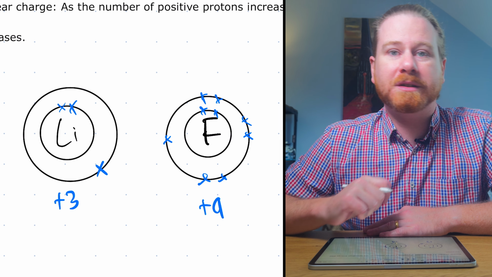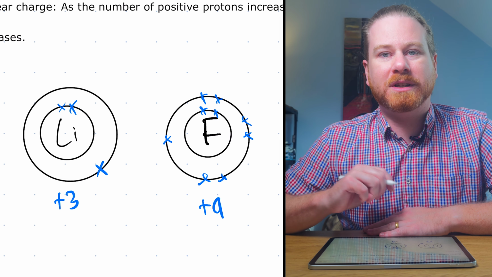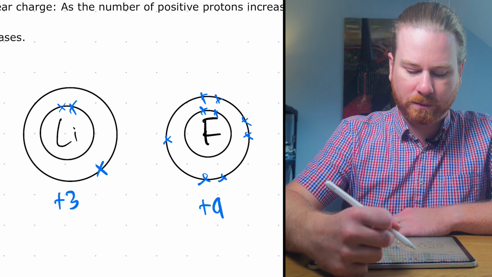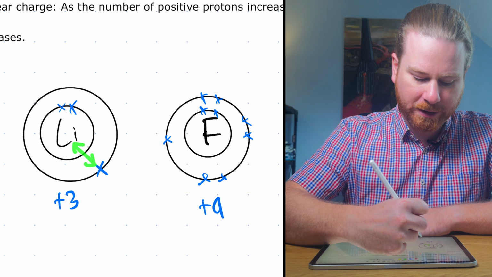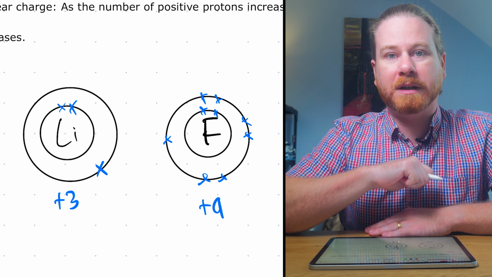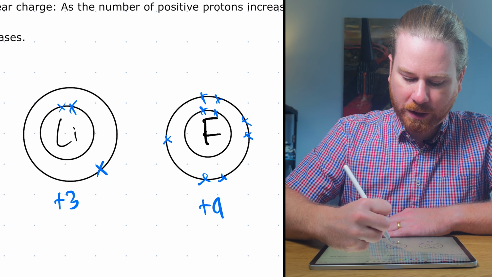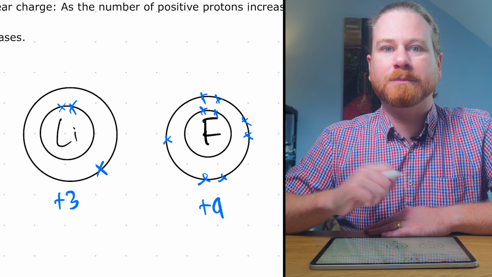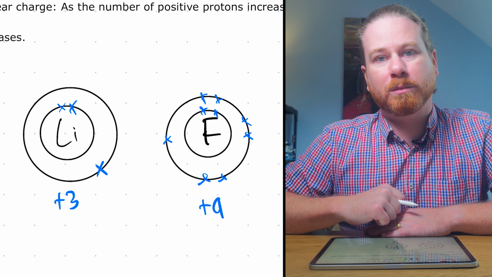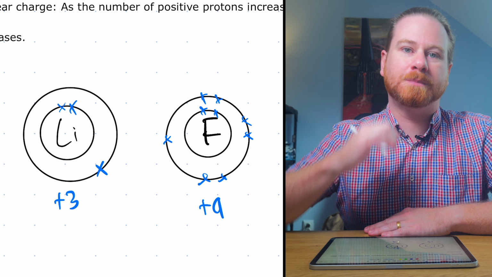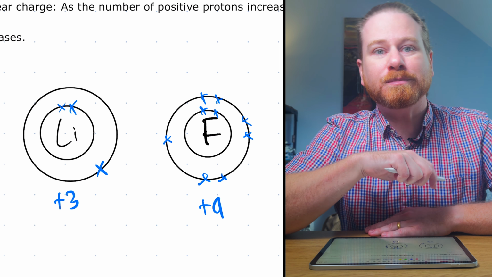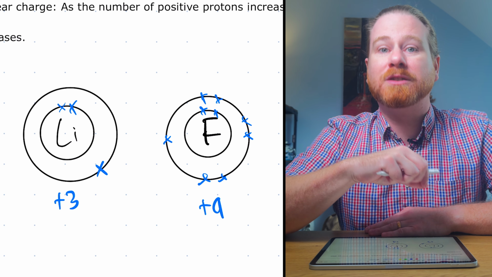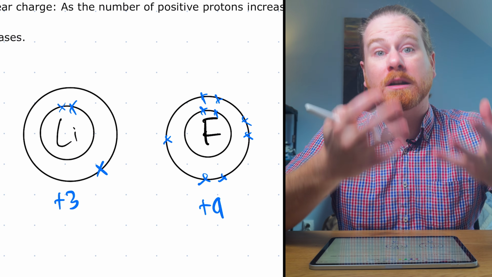So fluorine's nucleus has a greater hold over its outer shell electrons. The gap's pretty much the same, but for lithium, this electron is only feeling a +3 effect, whereas it's the same gap but all of these electrons are feeling a +9 effect. So more energy is needed to remove fluorine's outer shell electrons. Going back to the dog analogy, with more sausages, the more the dog wants them, so more energy is needed to move the dog away from that bigger pile of sausages.